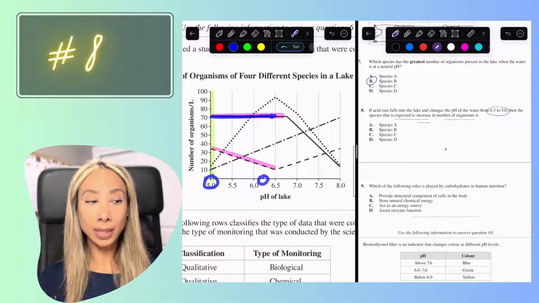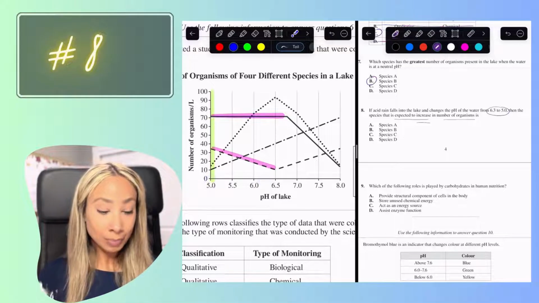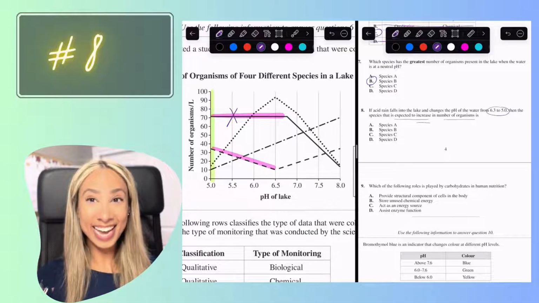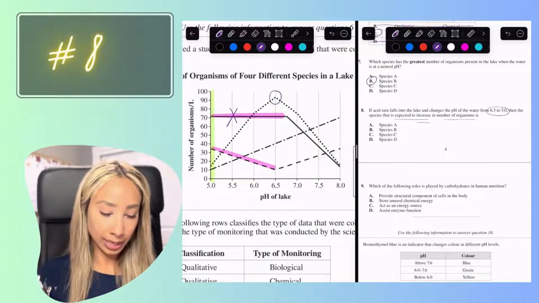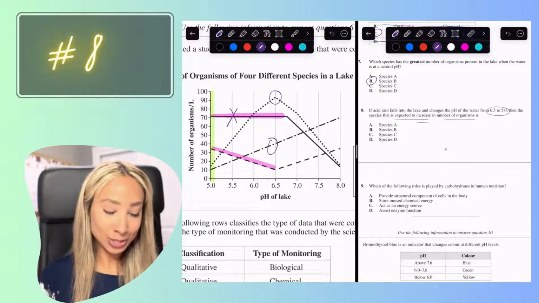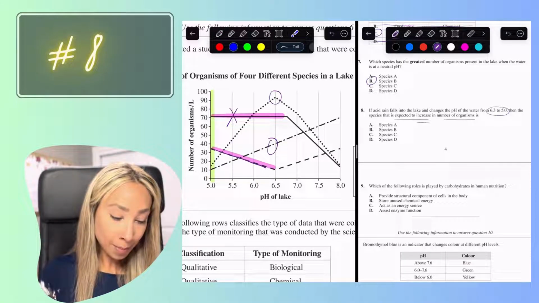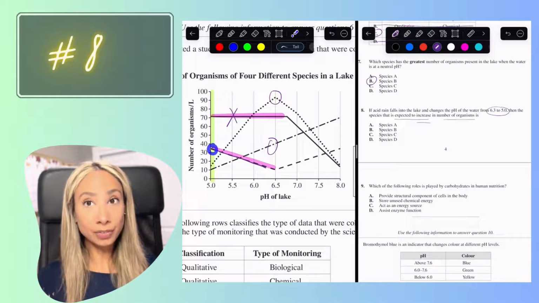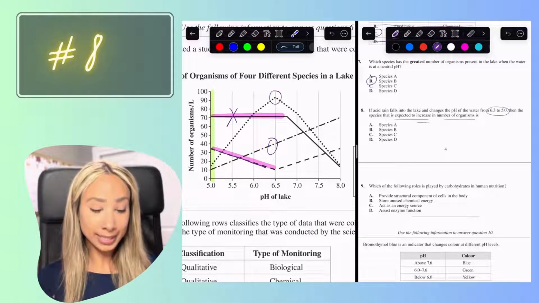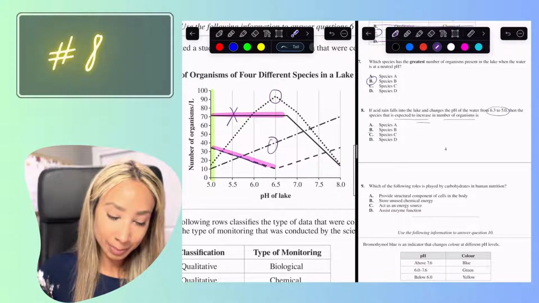So what that means is while that species will be found in both pHs, it's not actually going to increase in population size. So that means species D isn't an option. We know we're not going to choose species A or B because those ones really only start to increase in our kind of neutral pH. So that only leaves us with species C, and that's because species C will thrive in a pH of 5. So as the water gets more acidic, these guys will have a better chance to survive. So our answer for this one is going to be species C.